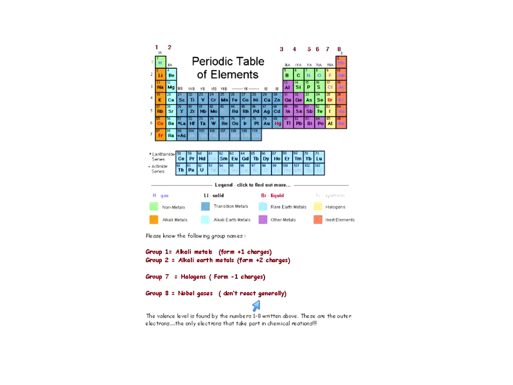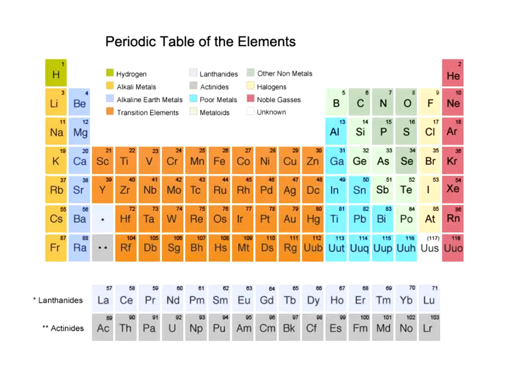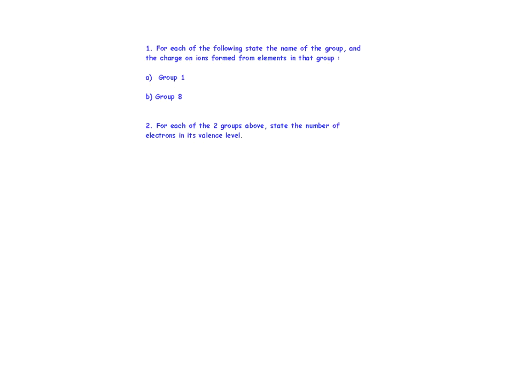Okay, so that's just a little bit of an overview. We're going to skip this page here. Let's just go over these questions. For each of the following, state the name of the group and the charge on ions formed from elements in that group. So if you can remember these, Matthew, go for it. You know, group 1, group 8. Otherwise, we'll go ahead on the next page, but feel free to jump in if you can remember some of those.